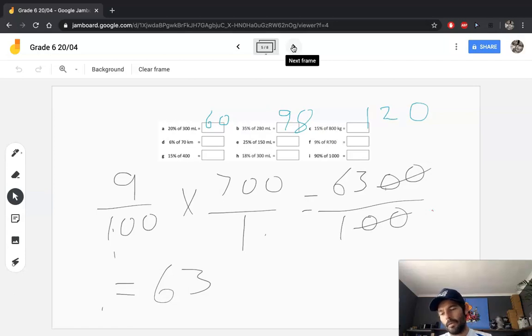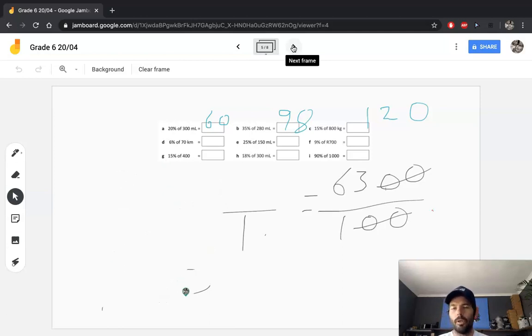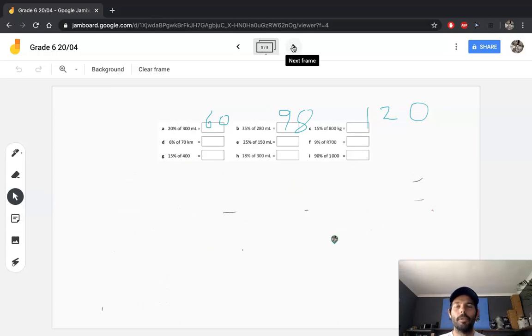Then for G, 15% of 400. I'm just going to talk you through these ones. 10% of 400 is 40. So therefore 5% must be 20. So if I put them together, 40 and 20, I get 60.